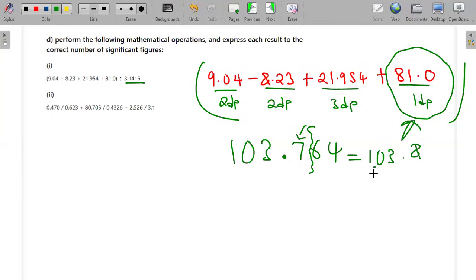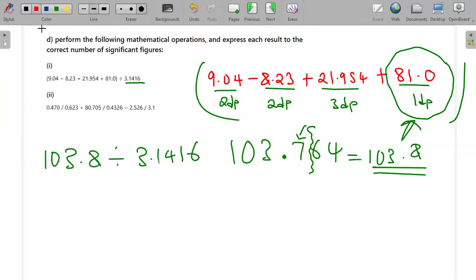103.8. Okay, so now this answer we are dividing it with that guy. So it will be 103.8 divided by 3.1416. So now when you are dividing or multiplying, there's another rule that you should follow.